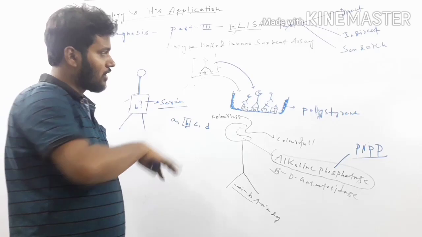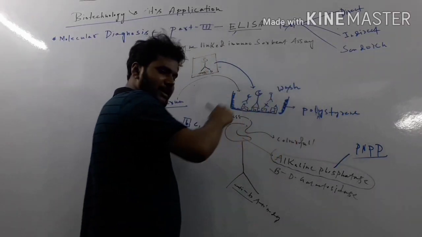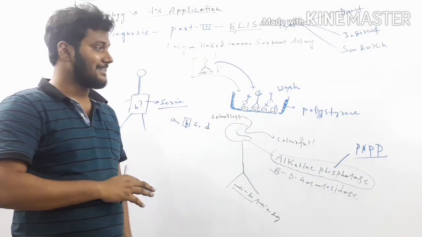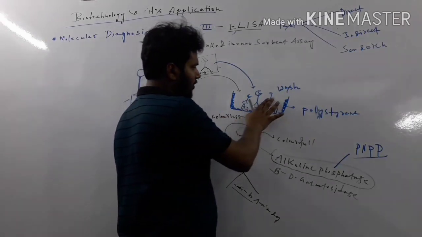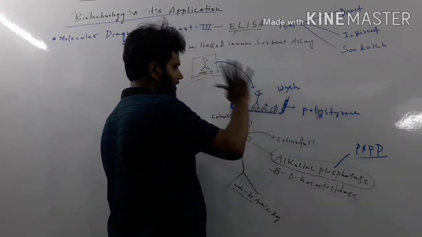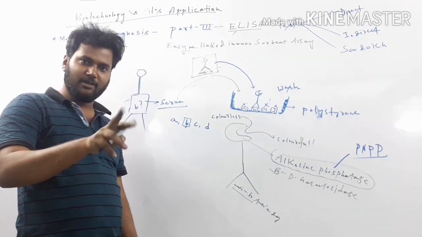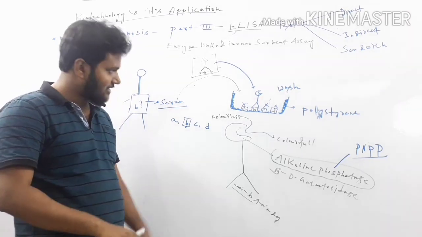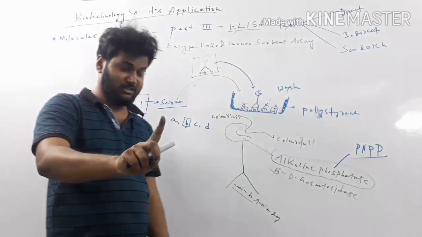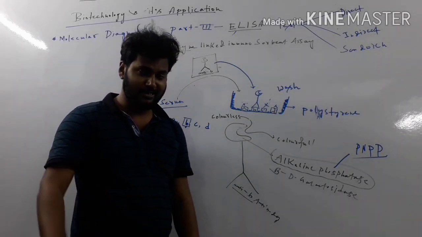Now what do we have to do? We have to wash it out again, because there is a lot of antibody which is not attached to any antigens. After washing it, you will get only the antigen-antibody attachment on the B antigen. If B is not present, then there will be no attachment, and every antibody will be washed out.